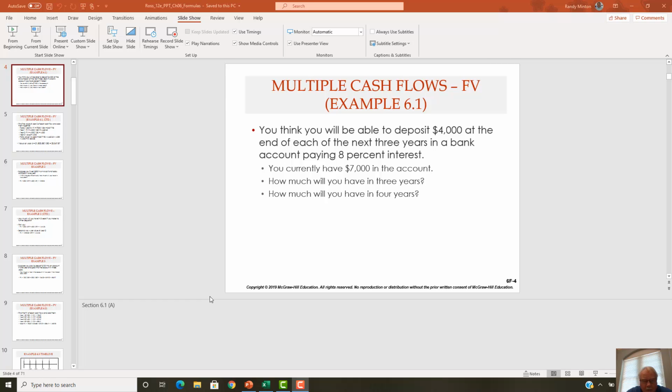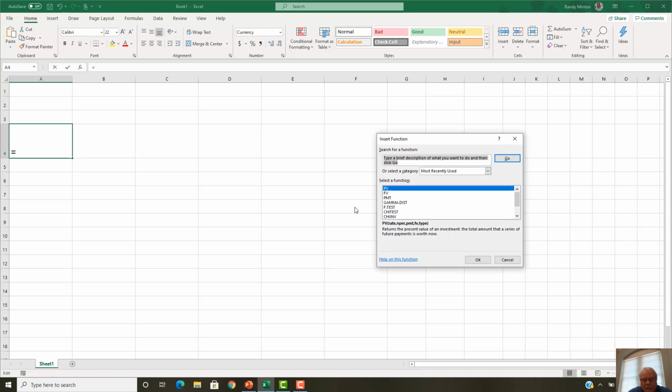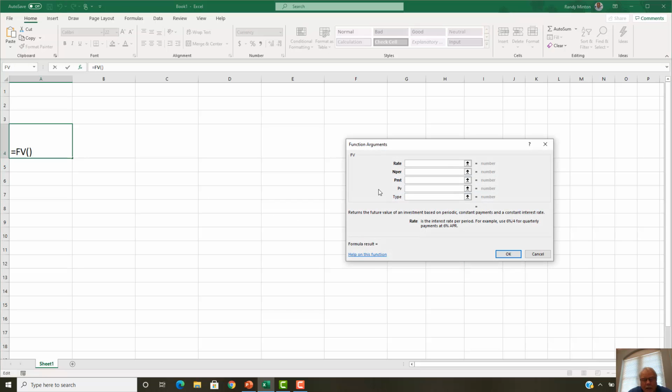We currently have $7,000 in the account. So let's jump over to an Excel spreadsheet because I'd rather do it there than walk you through the math manually. It's just easier to do. So let's go up here and click the FX and find the future value. And they tell us that the rate is 8%. And they tell us that the number of periods, because we have the money in the account now, this $7,000 is already in the account. So we have the $7,000 for 3 periods, and the present value of it is 7,000.